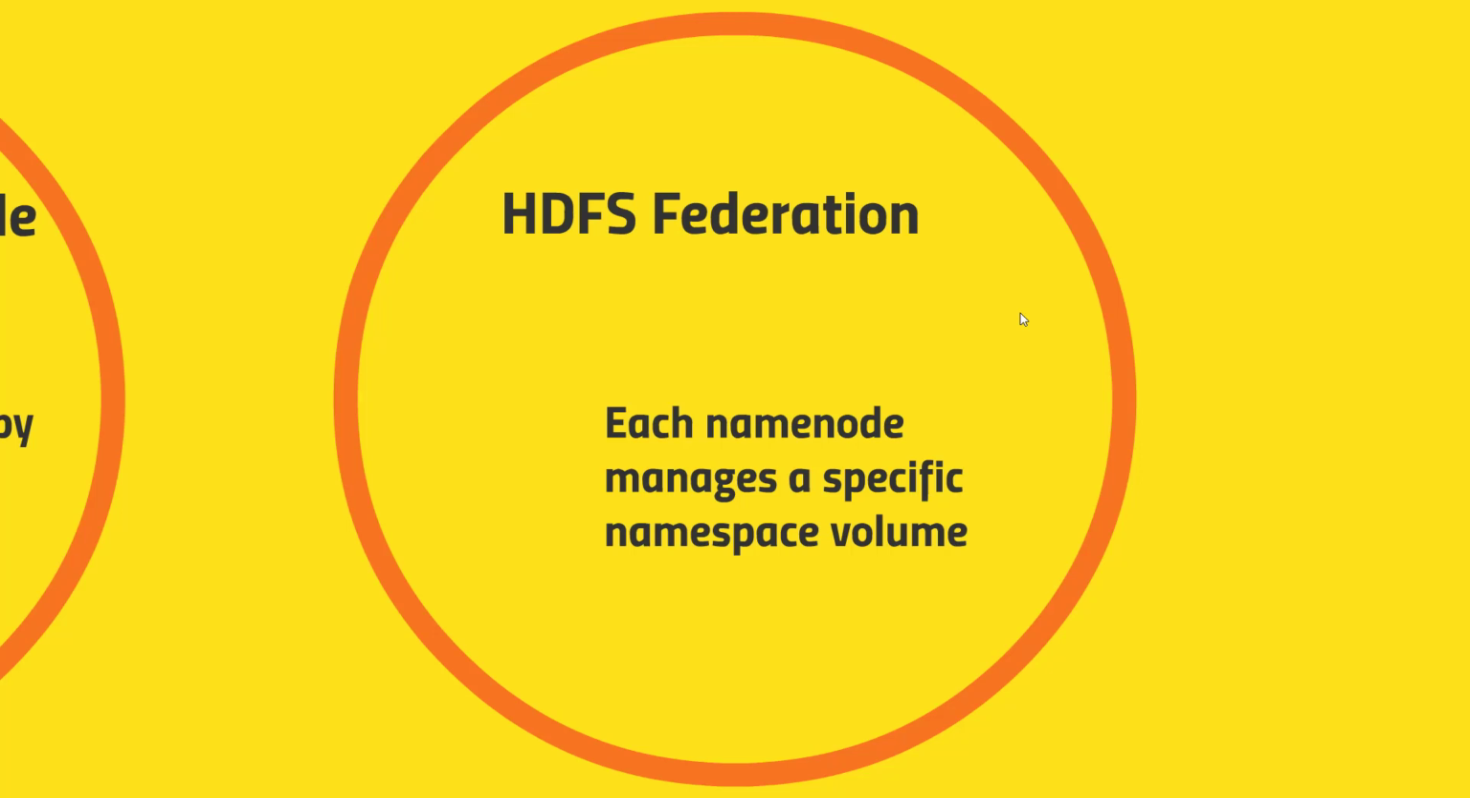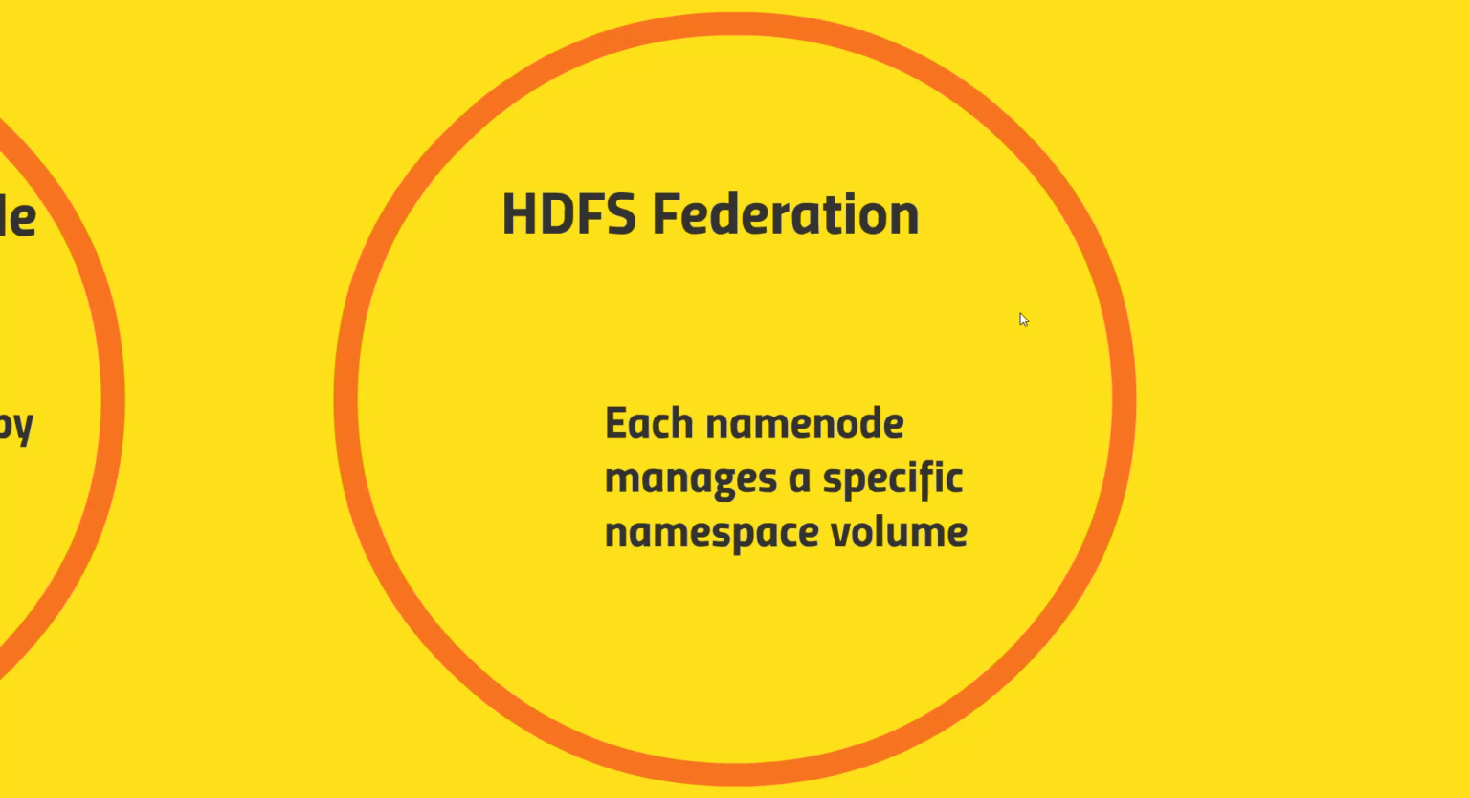So HDFS federation allows you to say, okay, for these different subdirectories that we're going to call a namespace volume within our HDFS file structure, we can actually have separate name nodes that are responsible for each volume. That way, a given volume will know which name node to talk to for reading and writing data files. So we can spread out the load of name nodes if we need to.